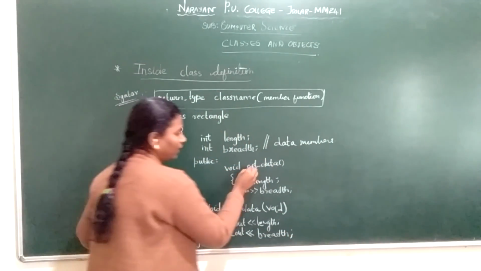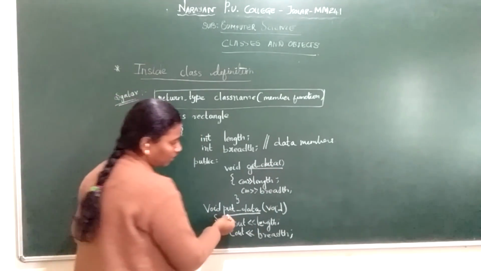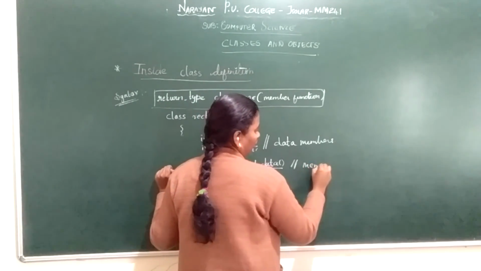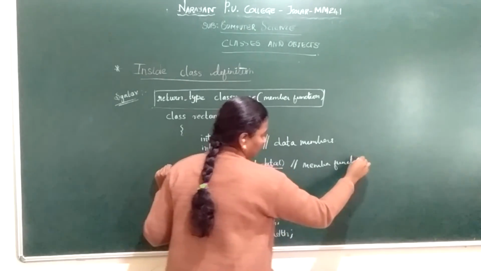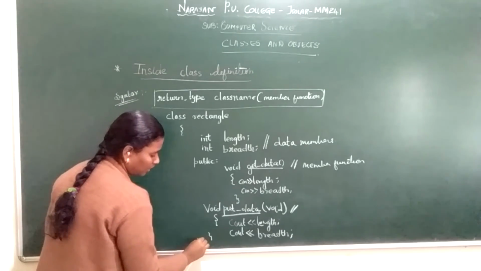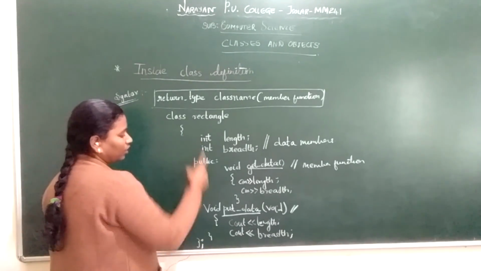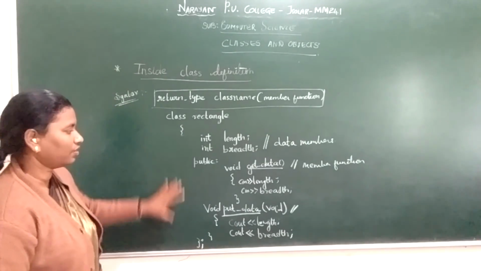So these two things, get data and put data, or show data and put data, are called your member functions. Now you can see clearly the member functions are within the class, so the class ends here. After the curly brace, in yesterday's session I explained how the class ends: if I put a semicolon after the curly brace, that means the class definition ends there.